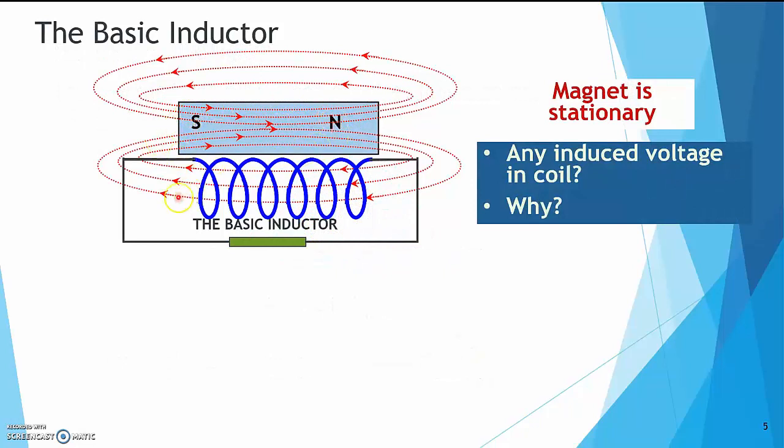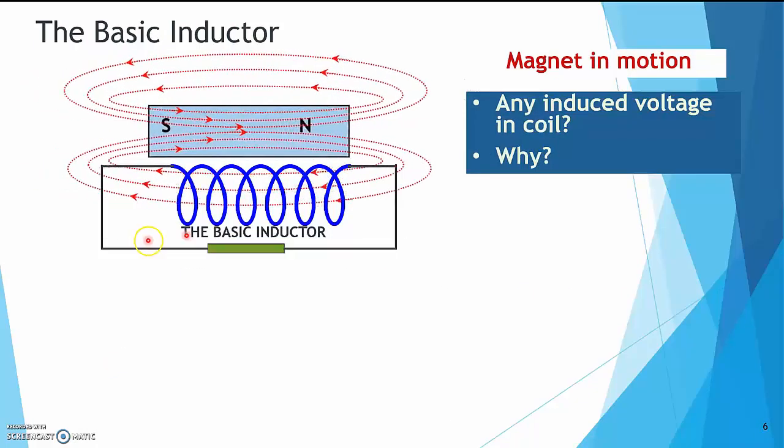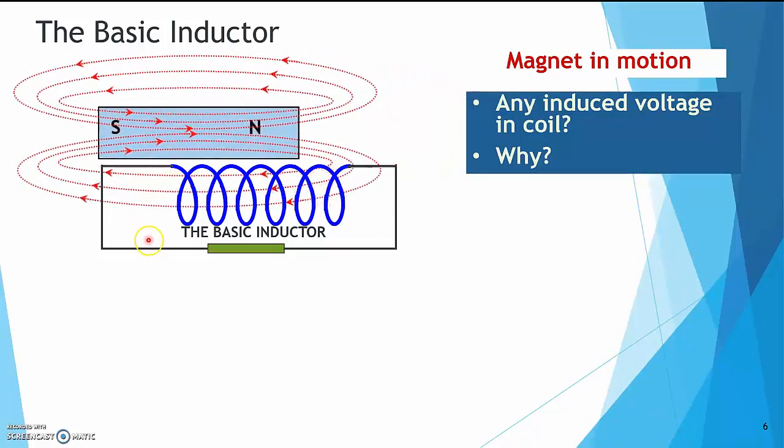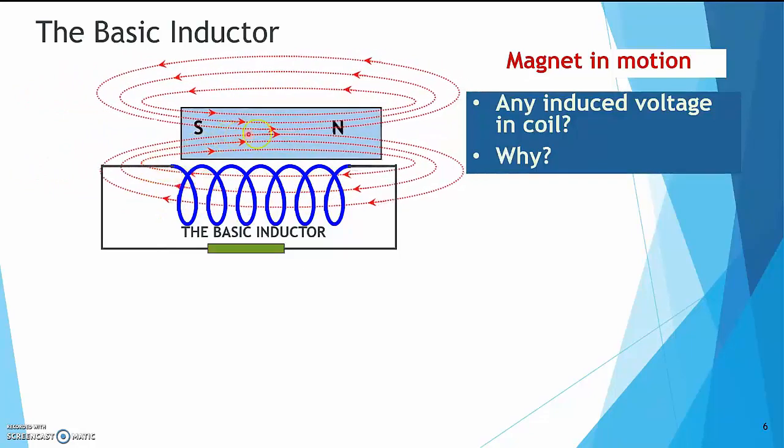If both the magnet and the coil are stationary, there will not be any change in the flux linkage to the coil, and there will not be induced voltage across the coil. Similarly, when a constant current flows through the coil, only a stationary magnetic field will be generated. There will not be any change in flux linkage to the coil, and no voltage will be induced across the coil. However, if the magnet is in motion, there will be a change in the flux linkage to the coil, and there will be induced voltage across the coil.